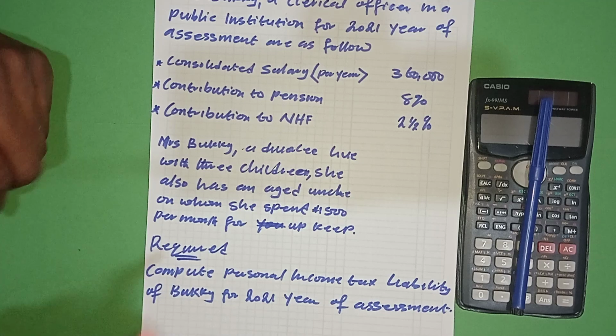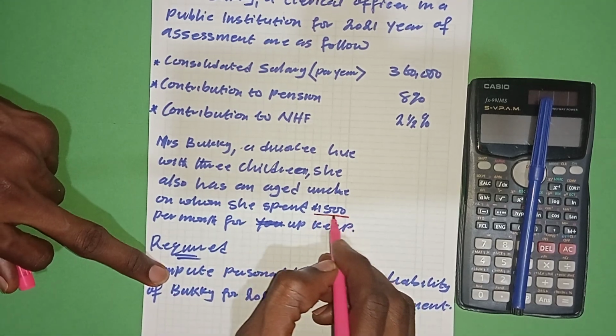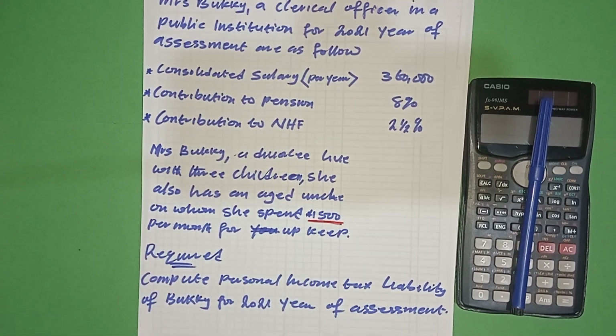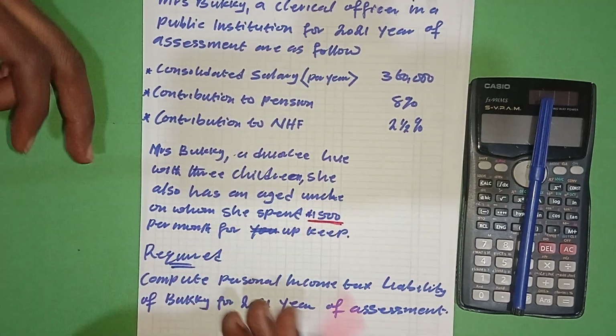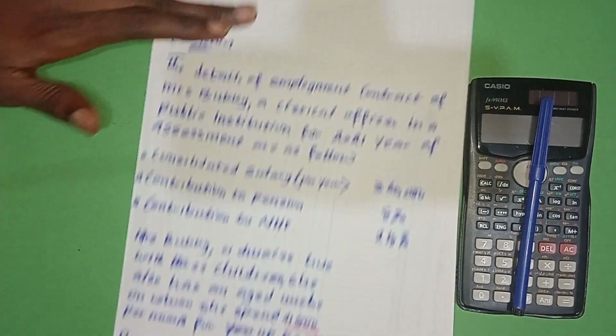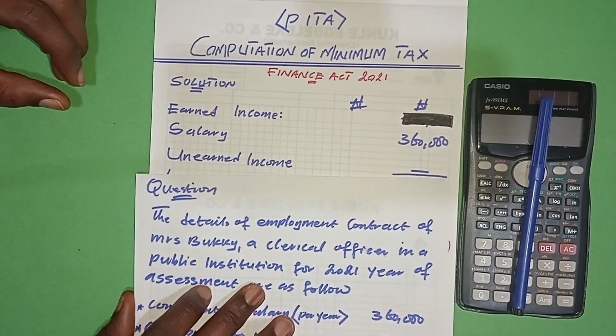Now, before you start this question, note that this 1.5 is none of your business. What she used her money to do is none of our business as the tax authority. You understand? They pay her this amount, then she decided to use this amount to take care of this uncle. So it's not something we should put into consideration. Now, let's dive in and solve it.